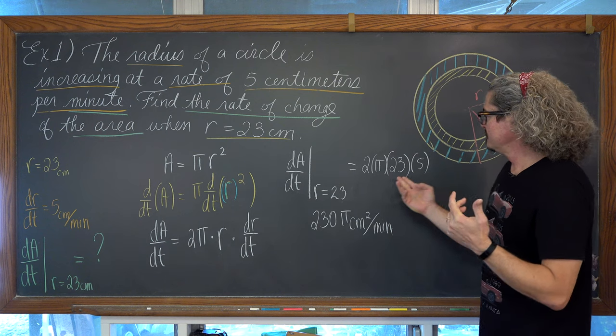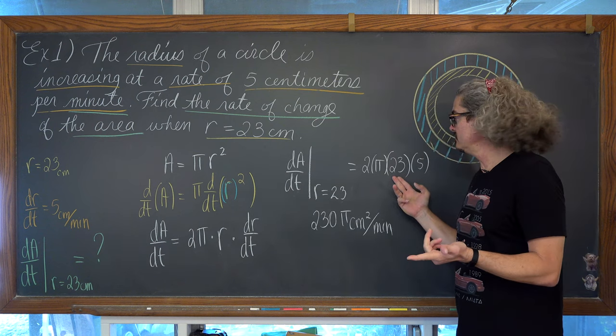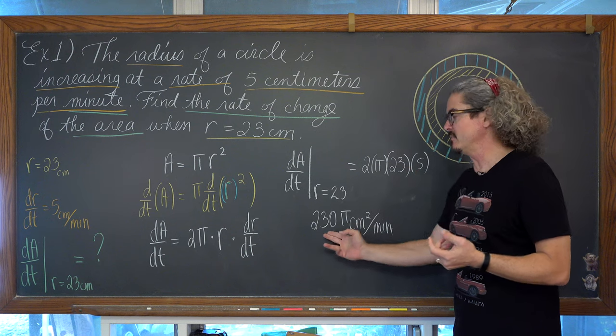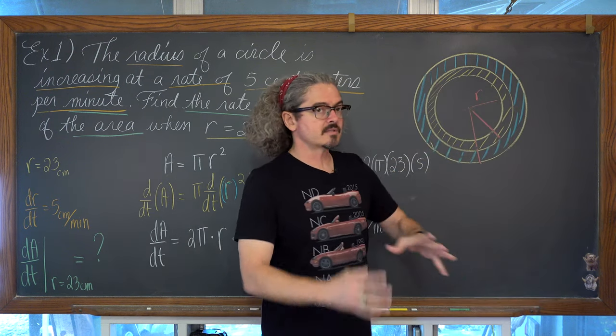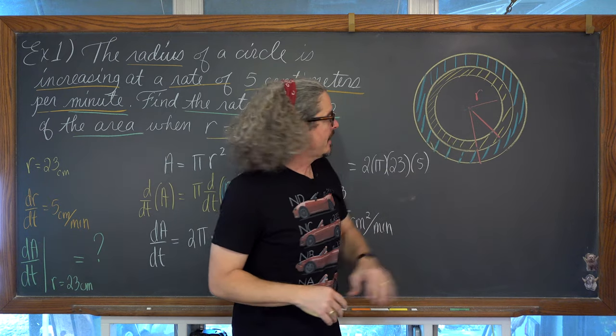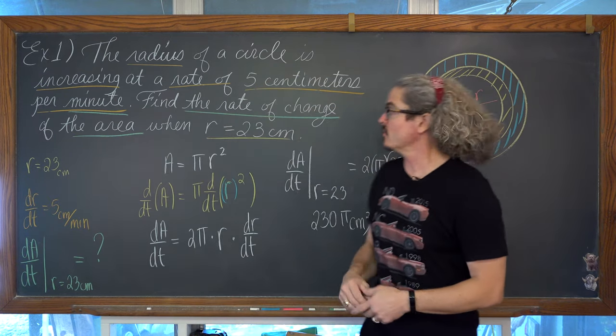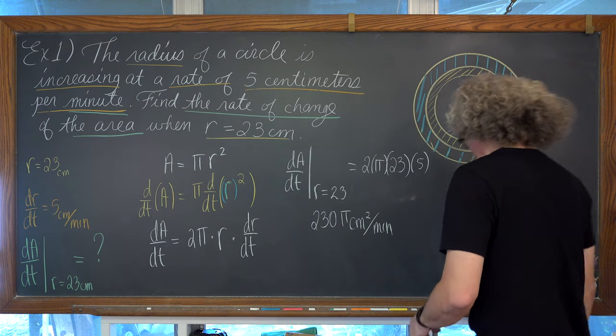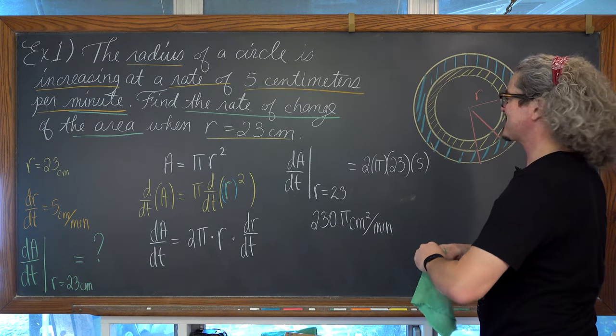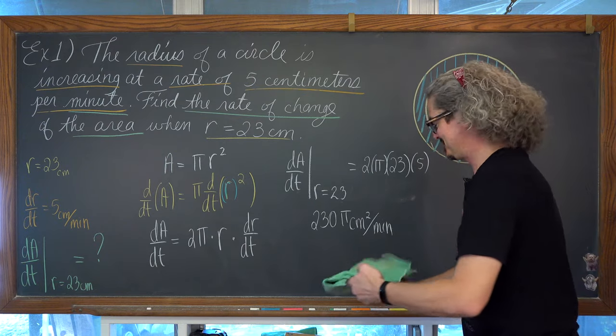If the radius was only 10, you would have 2 times 10 times 5. It would be a smaller number, right? So the larger that radius gets, the faster the area is going to be increasing as the radius continues to increase by 5 centimeters per minute. Okay, next example, coming right up.